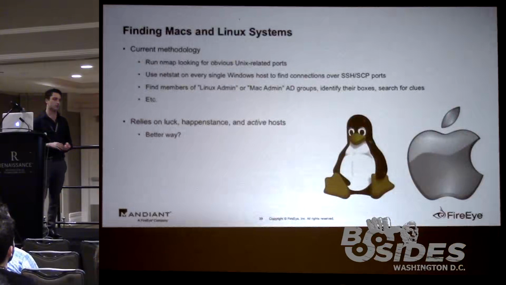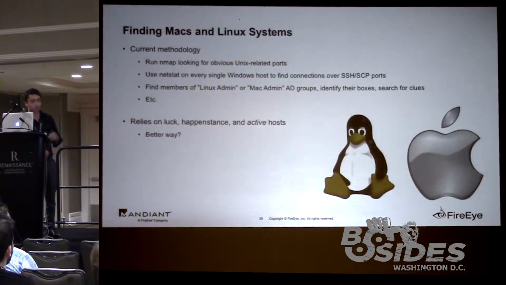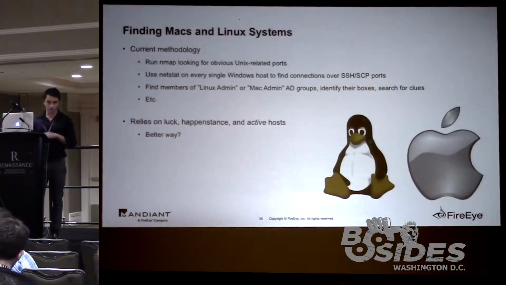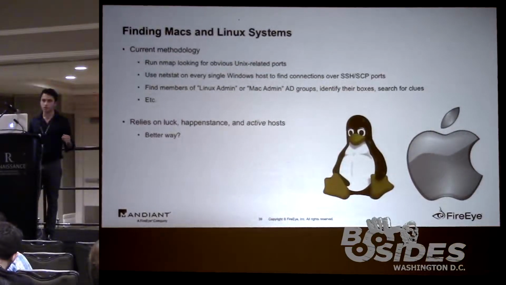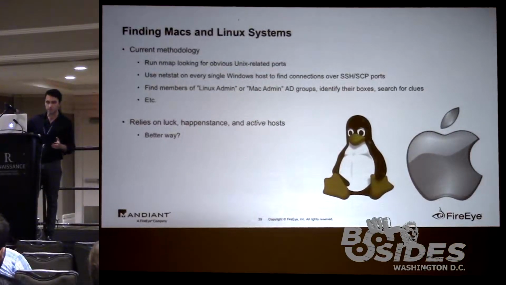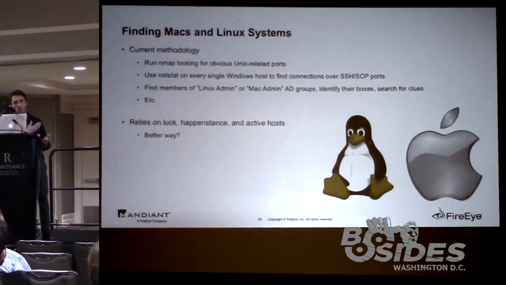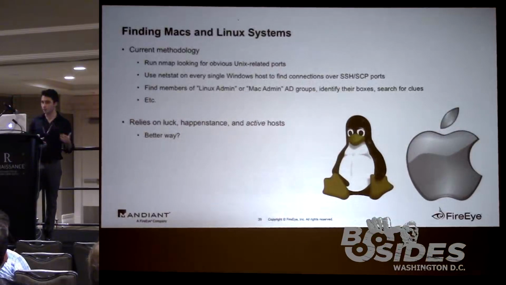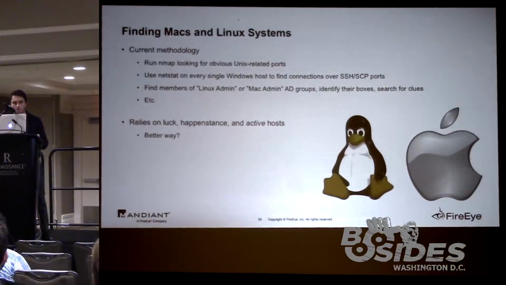So the current methodology that we have, we can do a couple of things. We could run nmap basically in the dark, right? You don't know where the system is, you're just going to point it somewhere, run it on this subnet, and hope for a Linux or Mac port to be open that you would see. You can run netstat on every Windows system that you see and see where it's communicating, and if there's an obvious Mac port connected to there.